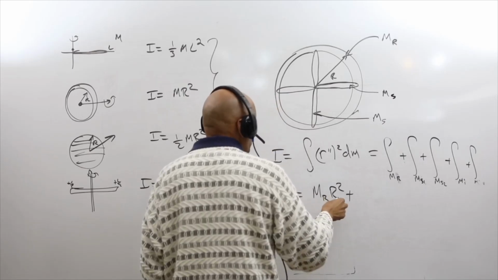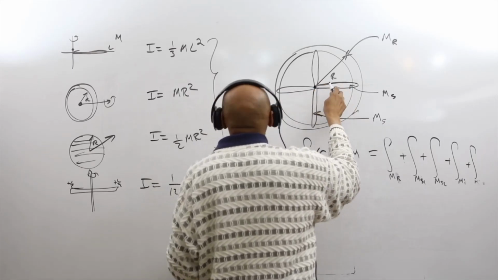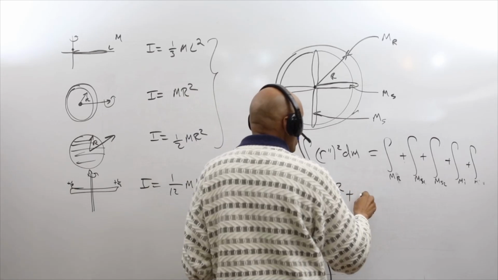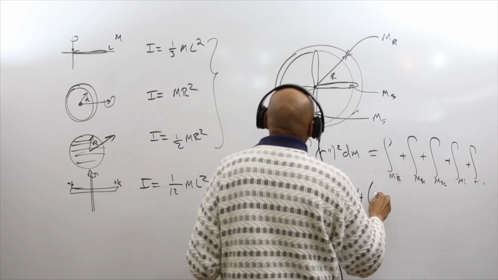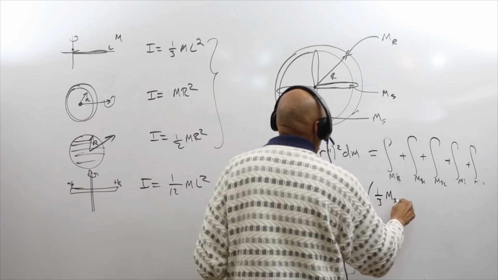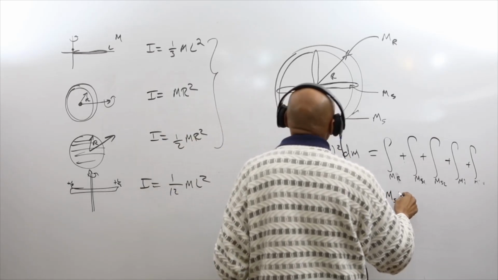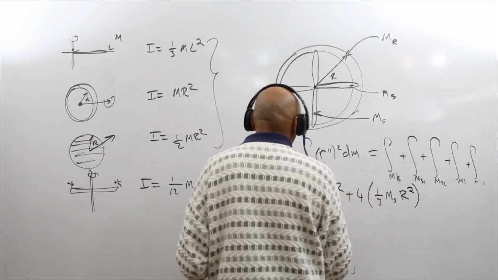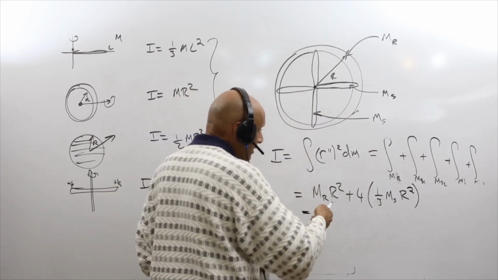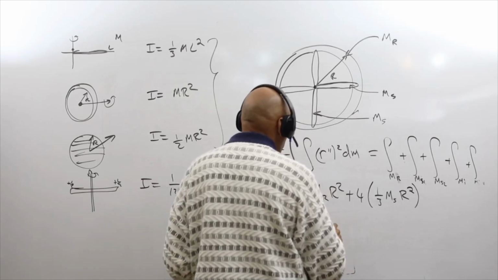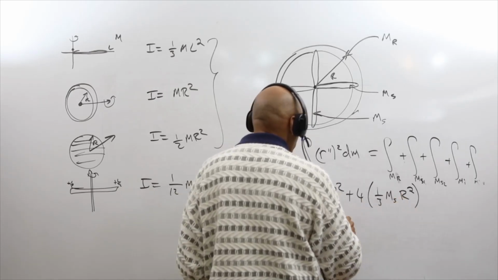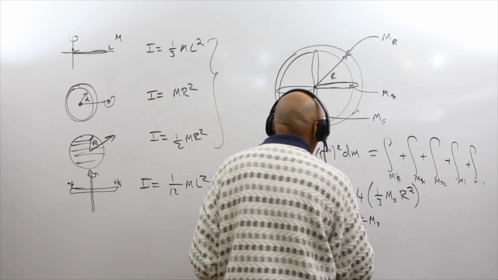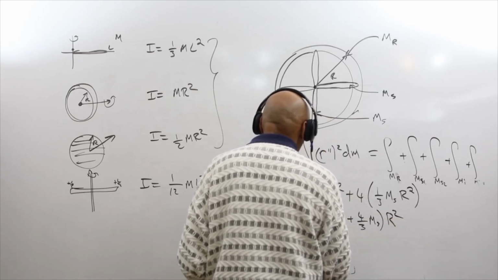So, mr squared, and what is the moment of inertia of a stick rotating over here? We have a formula for a stick, and it's proportional to the length. There are 4 of these, so 4 times 1/3 the mass of the stick times the length of the stick, which happens to be r, squared. We can factor things out, and the total moment of inertia is r squared times (mr plus 4/3 ms), which is the moment of inertia of this system.